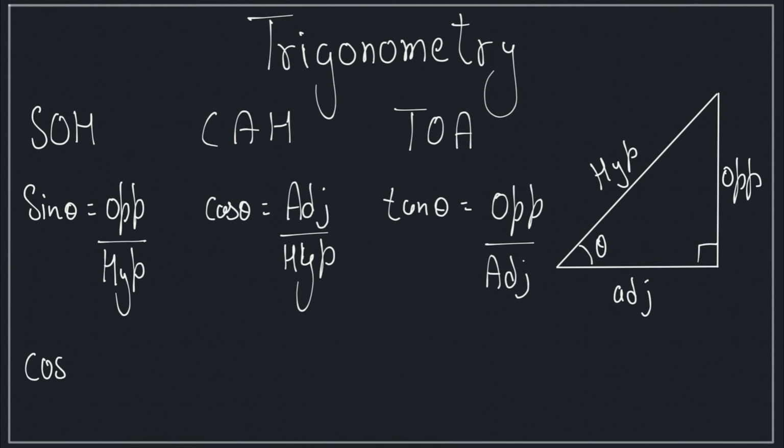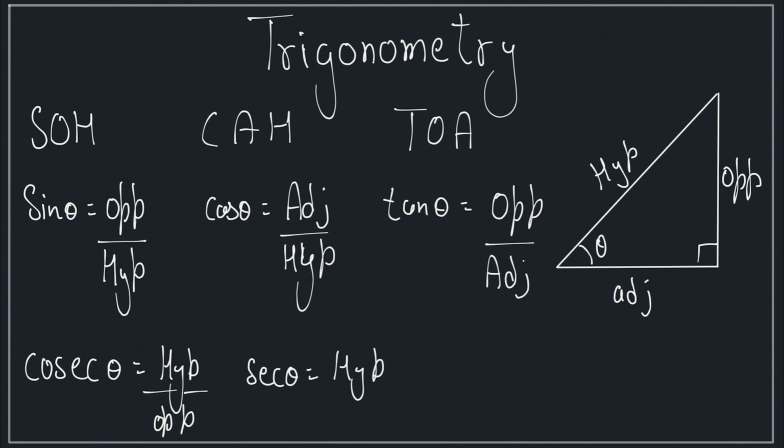Cosecant theta is the reciprocal of sine theta. Therefore, it is hypotenuse divided by opposite. Secant theta is hypotenuse divided by adjacent, as it is the reciprocal of cosine theta. Cotangent theta is adjacent over opposite, as it is the reciprocal of tan theta.